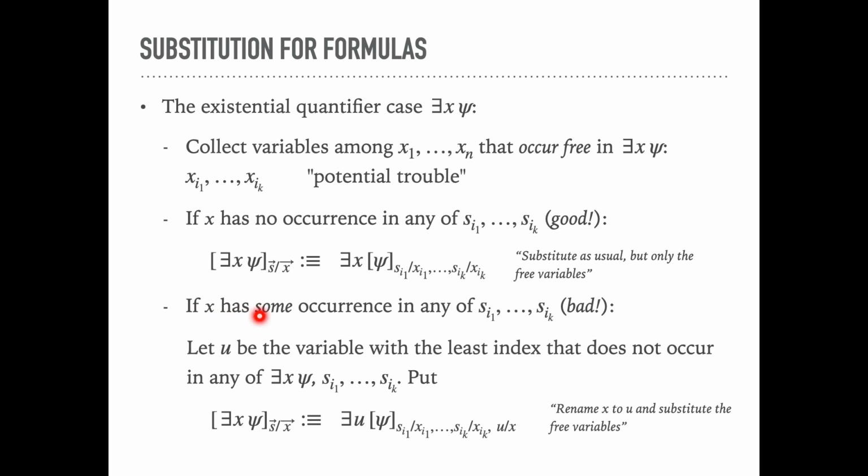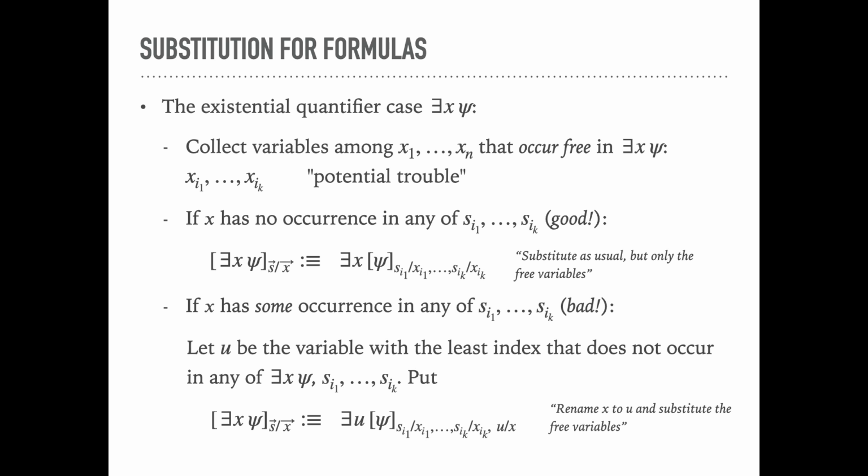If x has some occurrence in any of the s_ij's here, well, that's the bad case, right? Then we have to be careful because then we run into danger if we now substitute one of, let's say, s sub i sub 1 into psi here, then x occurs in this, and we would substitute into the range of this quantifier here. Well, in that case, we actually now proceed with renaming the quantified variable.